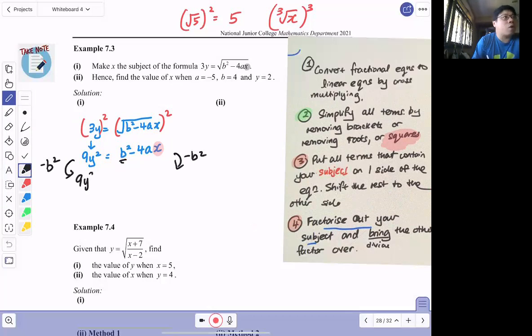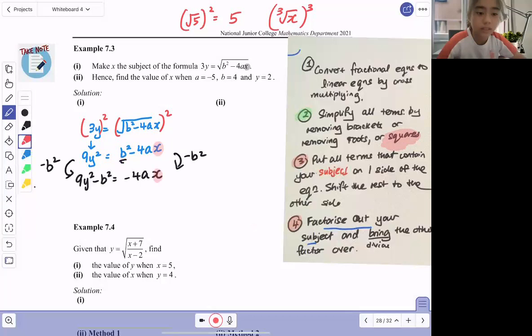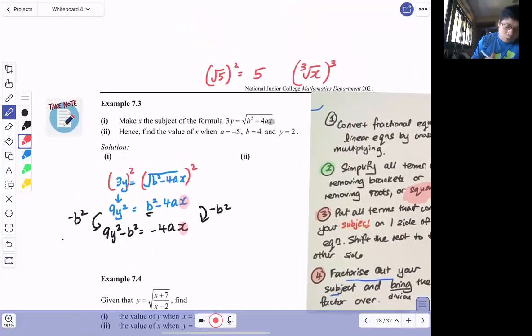I have 9y squared minus b squared equals negative 4ax. Again, yes, someone say something? Why is it 9y squared, not 3y squared? Oh, okay. The reason is because when we square, we are squaring the entire left-hand side. Can you see? I'm squaring the entire left-hand side and the entire right-hand side.